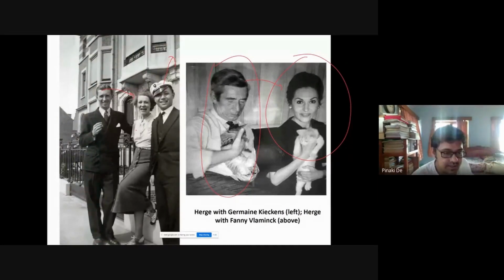So what Hergé did, he didn't listen to him. Instead, he drew something which would actually prove to be cathartic for him. So basically, Hergé began to draw Tintin in Tibet.